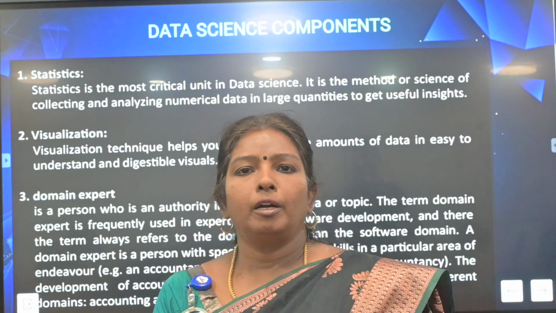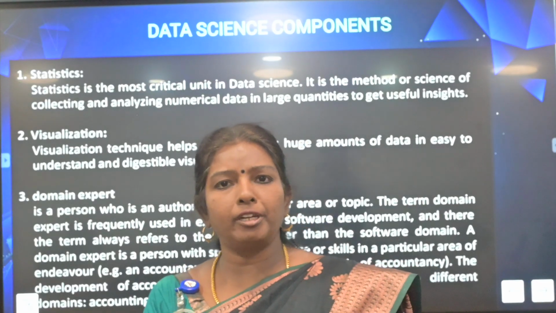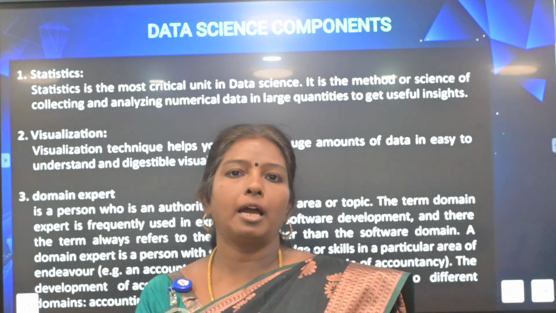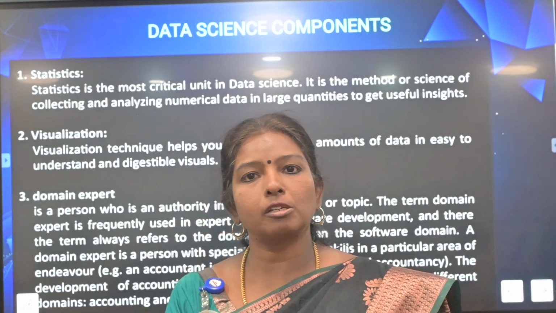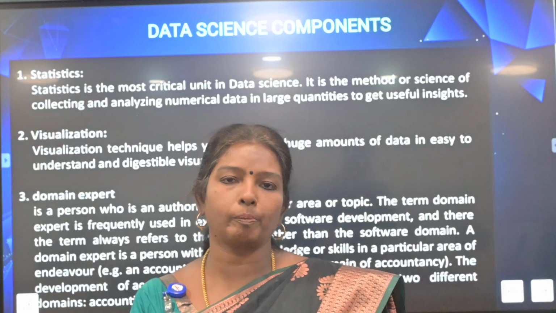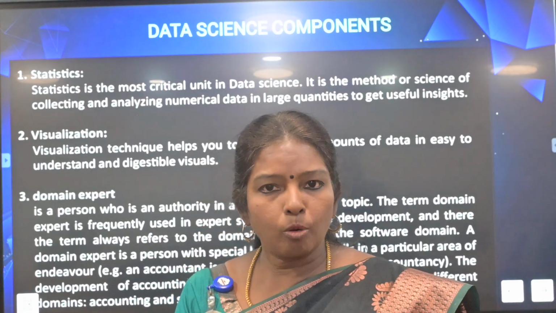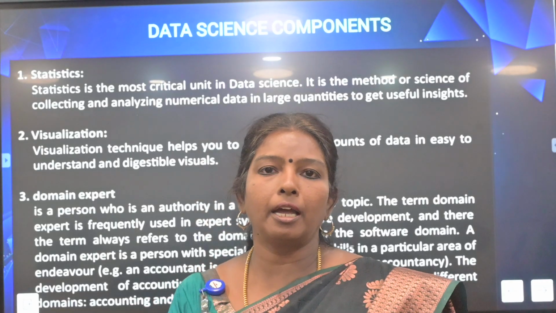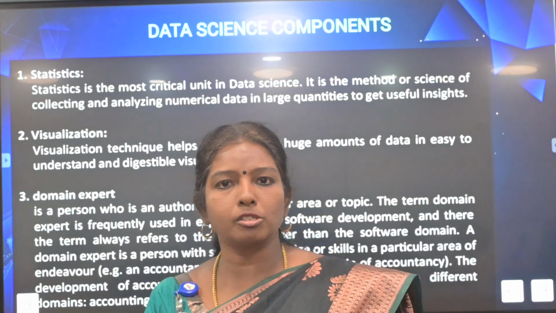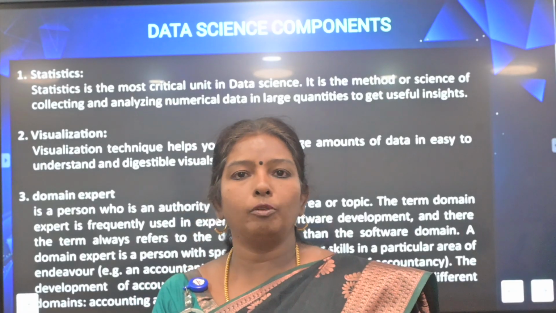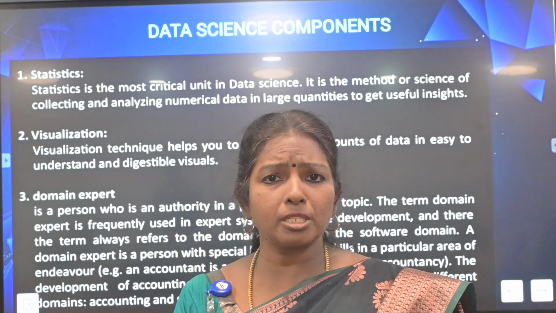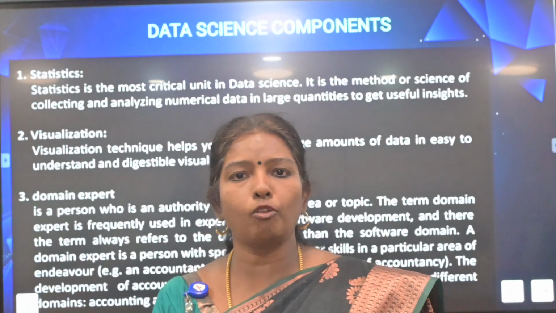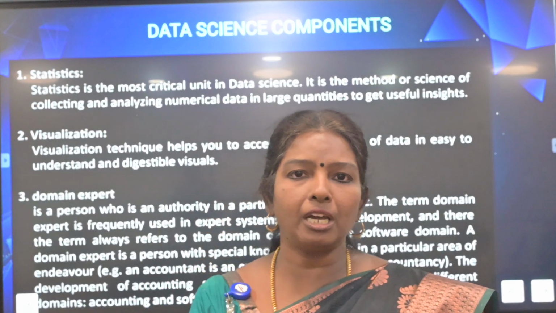In order to make the data science field a success, we need a mix of statistics and domain knowledge as well as strong visualization tools. So the key components of data science are statistics for analysis, domain knowledge in various domains, and also the various tools and techniques which are used for analyzing and visualizing the insights from the data we analyzed.